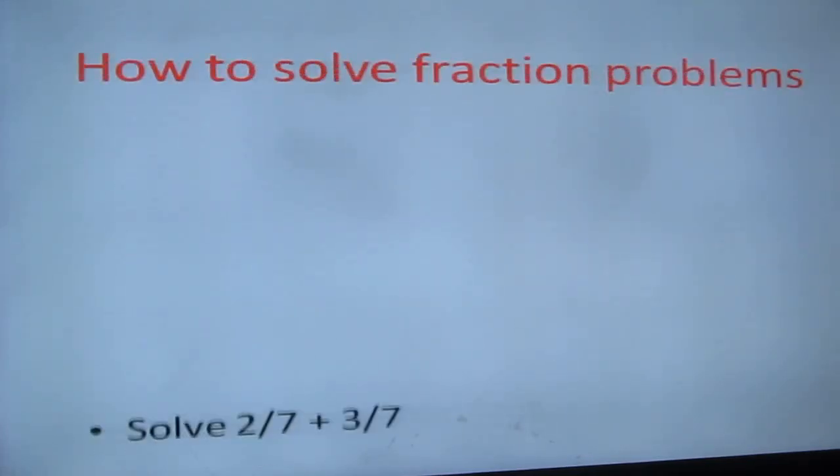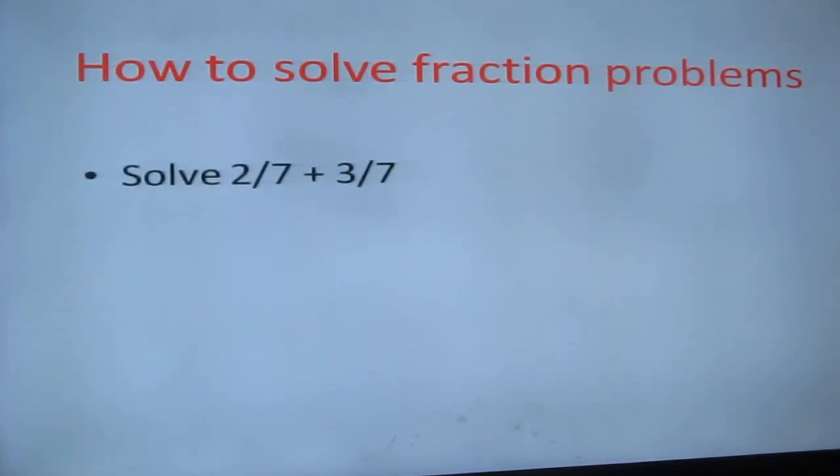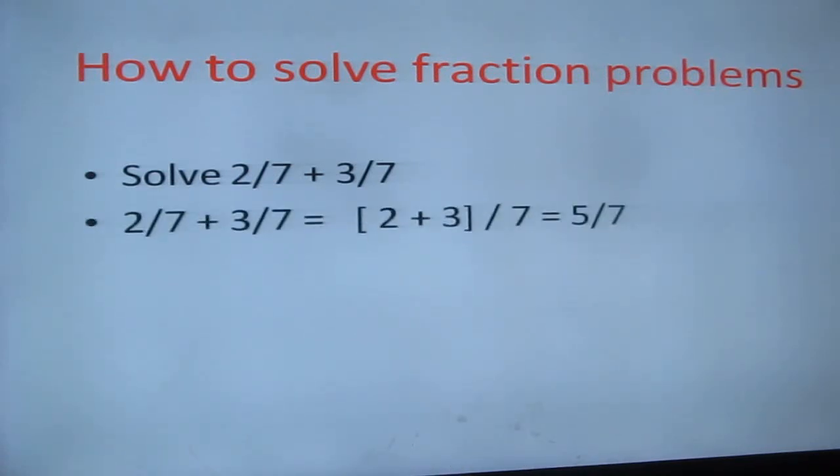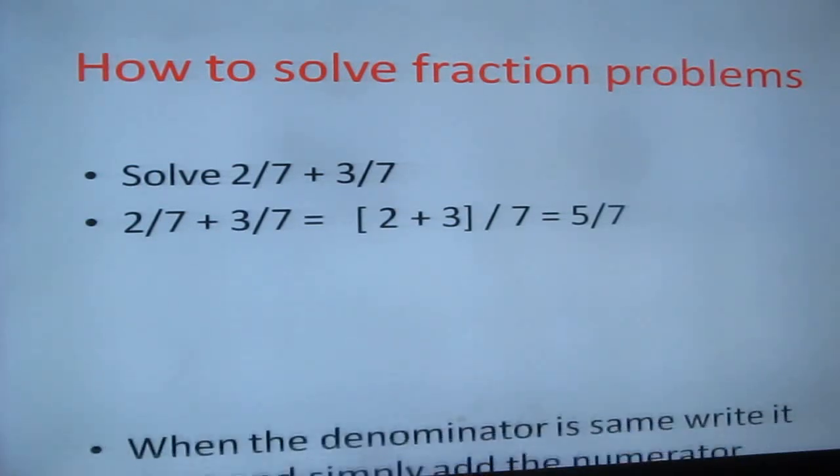The next question. Solve 2 by 7 plus 3 by 7. Do you want to solve? Yes, very good. Shall I wait for a couple of seconds? You got the answer? Excellent, extraordinary. So 2 by 7 plus 3 by 7 is 5 by 7. So what is the easier way? The denominators are the same. We can do that easier.